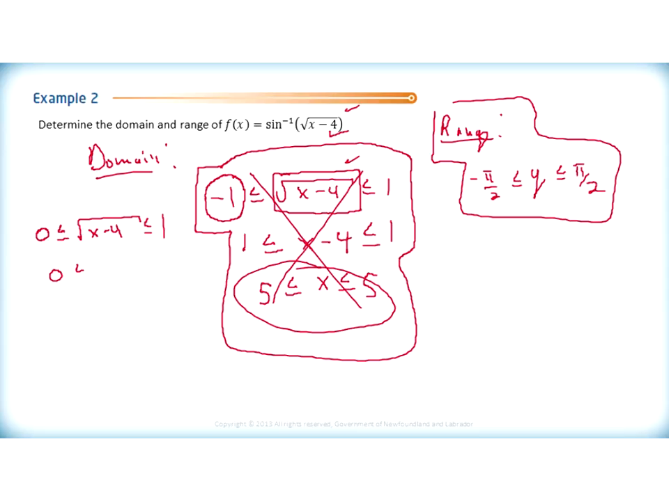So now I have 0 is less than or equal to x minus 4, which also is less than or equal to 1. Now if I add 4 to everything, I can see that that gives me possible values for x that are going to stretch from 4 to 5. And yes, this is in fact the domain of this particular function. So if we're talking about that one, we're stuck between 4 and 5.